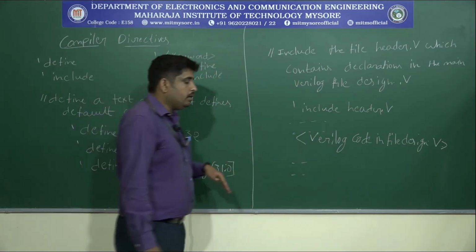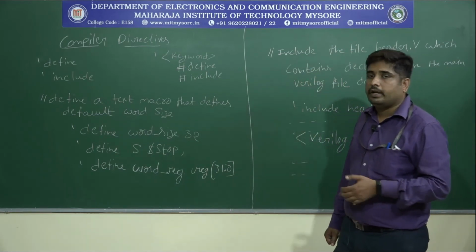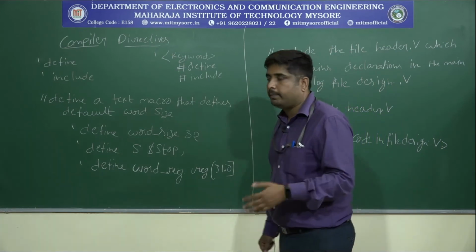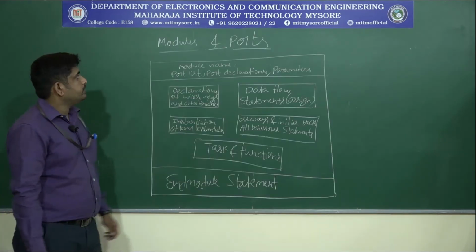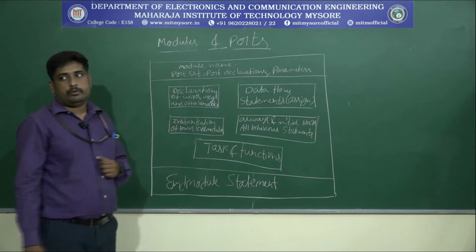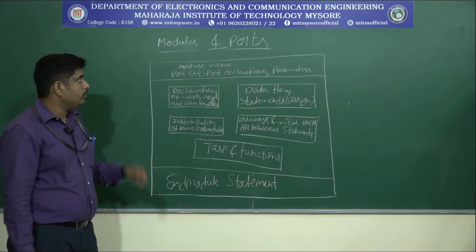So these are all the compiler directives with respect to Verilog HDL. Next we move on to part B, that is modules and ports. So next, modules and ports. This is the second part of the second module.